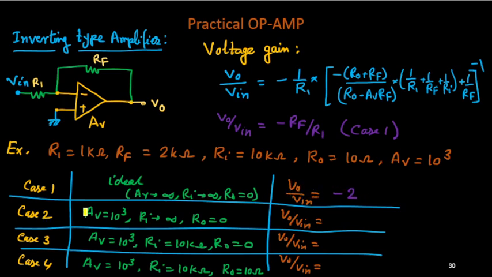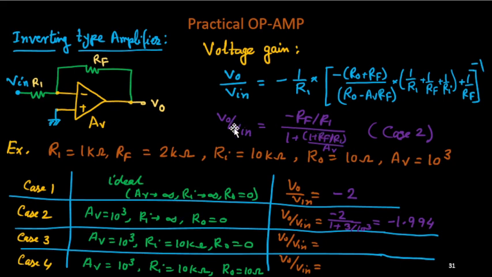Now second case we will consider. If AV is 10 to the power 3, but still Ri is infinity, R0 is 0, then how much modification will we get? So I told you that this gain will be a little bit lesser than the ideal, but how much is it? Consider that this AV is not very huge, it is 1000. In practice, for a practical 741 op amp, it is around 10 to the power 6. It's very high. Now intentionally I am considering 10 to the power 3. For this I want to see the effect.